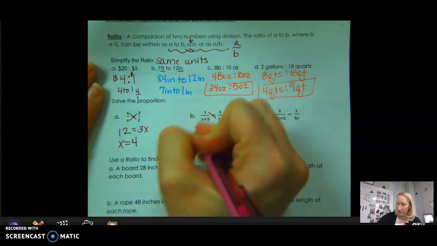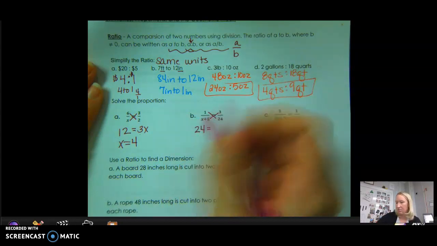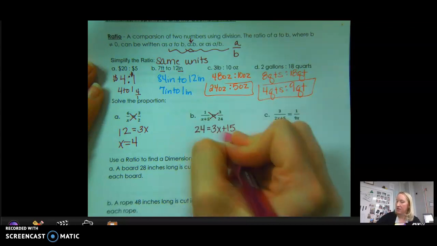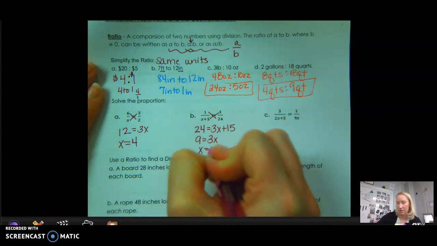Cross multiply and I get 24 equals. Now when I cross multiply here, I need to do 3 times the x and 3 times the 5. So I get 3x plus 15. Subtract 15 from both sides, so I get 9 equals 3x. I'm going to divide by 3, so I get x equals 3.